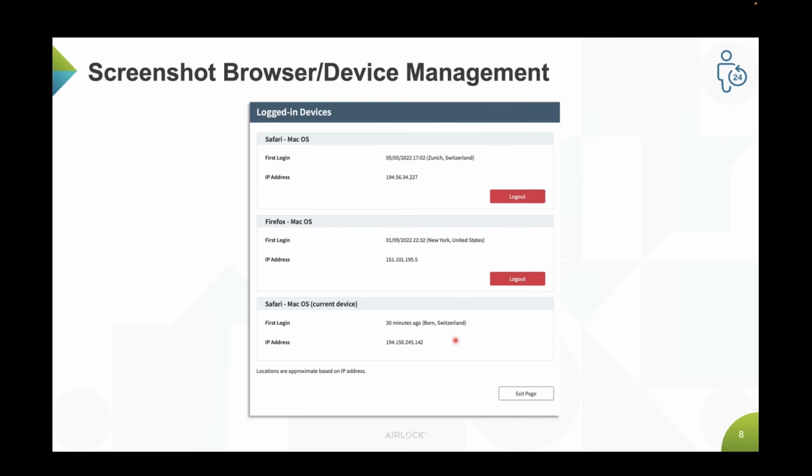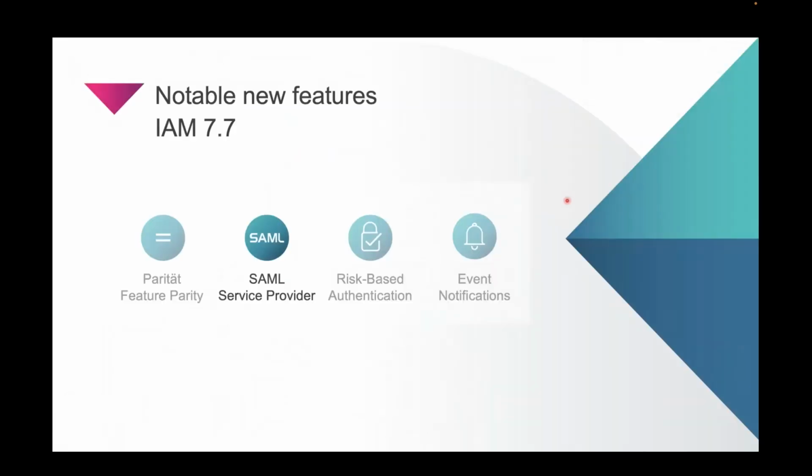That's also the reason why there's no logout button there. So the user can manage their devices or browsers and log them out each individually. So this is a new feature that is something more than was possible in the JSP Loginapp, but we implemented it in 7.7, this release. Now let's go to SAML, and I will hand over to Mike.